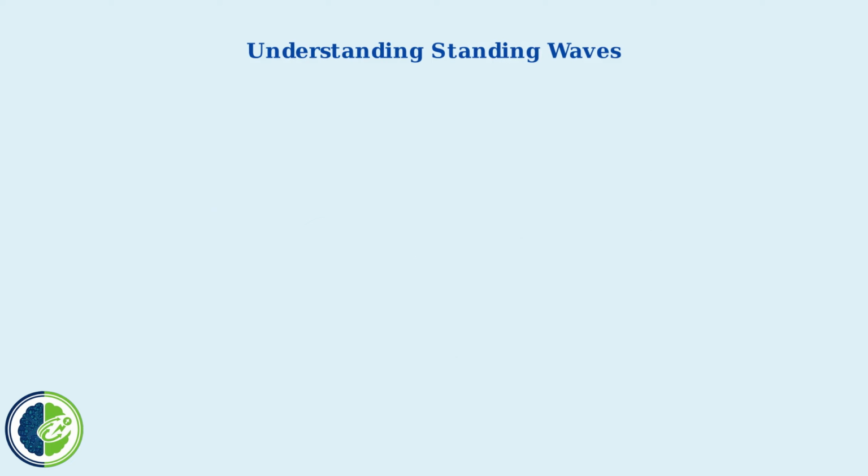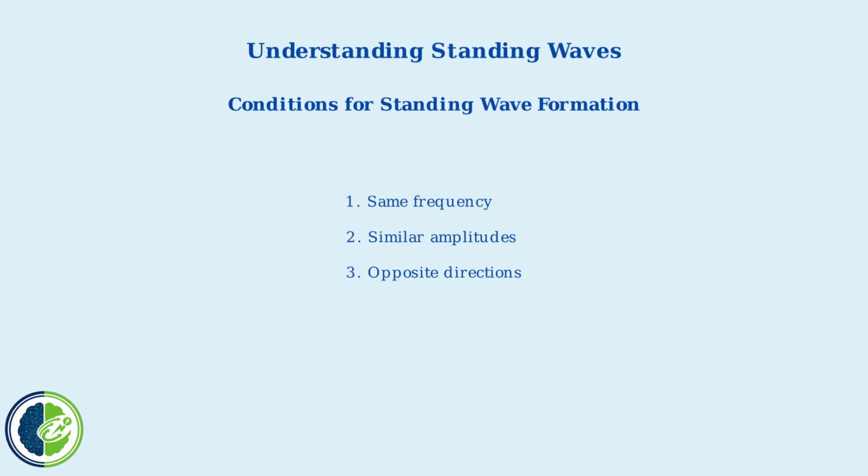For standing waves to form, three key conditions must be met. First, the waves must have the same frequency. Second, they should have similar amplitudes. Third, they must travel in opposite directions. When these conditions are met, the interference creates the characteristic standing wave pattern with stationary nodes and oscillating antinodes.